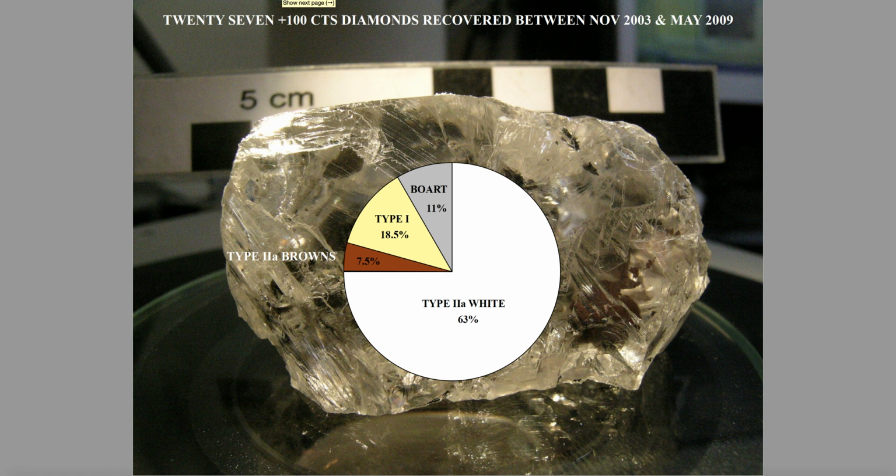And from these 100 stones we had 63% white diamonds, 7.5% brown diamonds, and then we have 18.5% type 1 diamonds, and then just 11% bort.